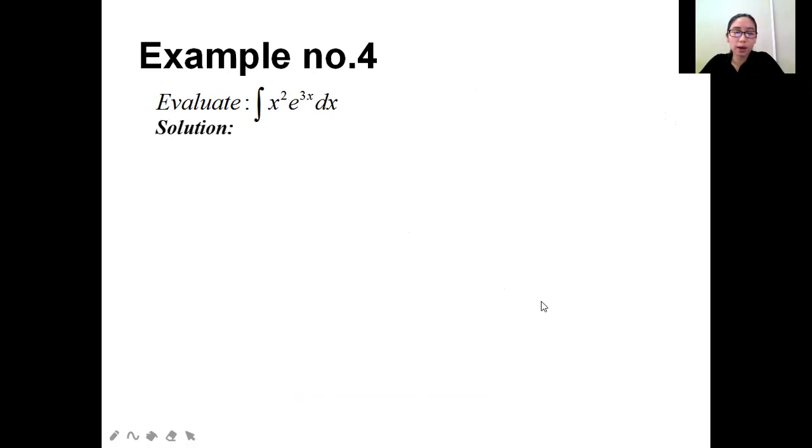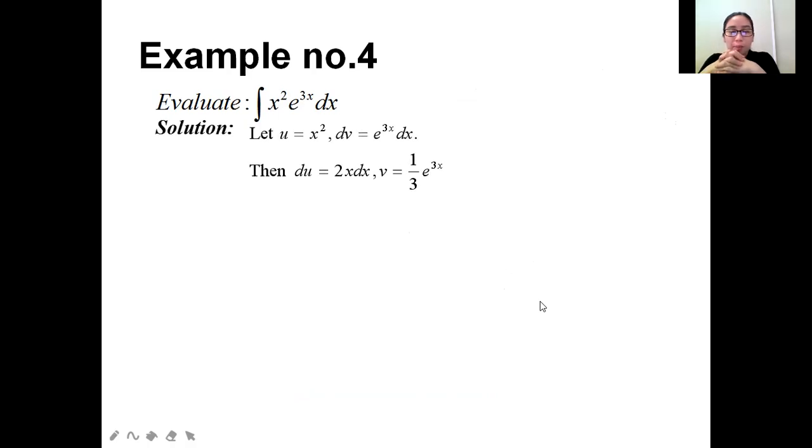Evaluate the integral of x squared times e to the power of 3x dx. So, this is a bit tricky again. These kinds of problems are for practice, so you can remember when IBP can be used. This one is a combination of algebraic and exponential. So, we'll let u be equal to x squared and the e to the power of 3x dx will be equal to the dv. Same as before, we need to find the derivative of u, and then the integral of e to the power of 3x.